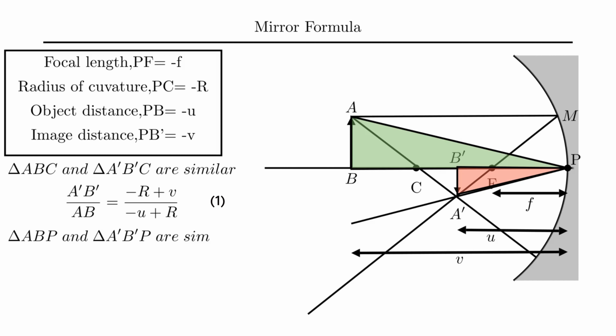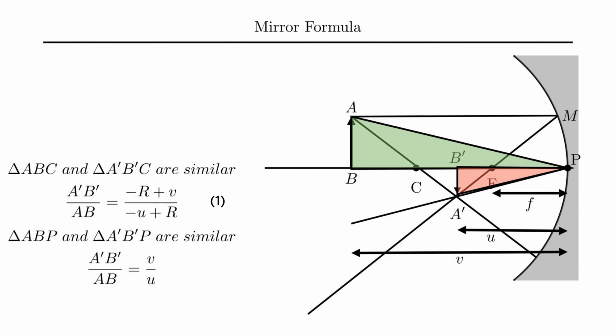Also, triangles ABP and A'B'P are similar. Therefore, the ratio of A'B' to AB equals the ratio of PB' to PB. On substituting the values of PB' and PB, we get A'B' upon AB equals v upon u. Equating the RHS of equations 1 and 2, we get -R plus v upon -u plus R equals v upon u. On cross multiplying, we get -uR plus uv equals -uv plus vR. On transposing the like terms, we get uR plus vR equals 2uv.